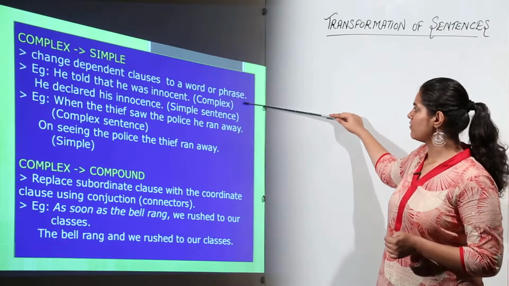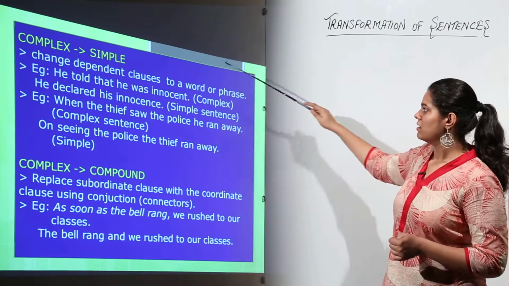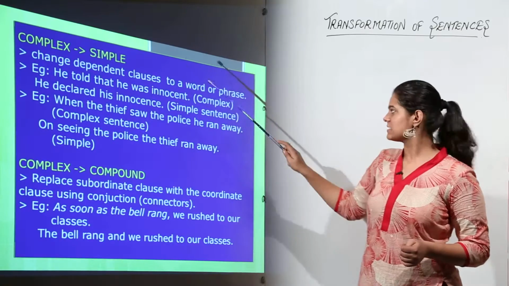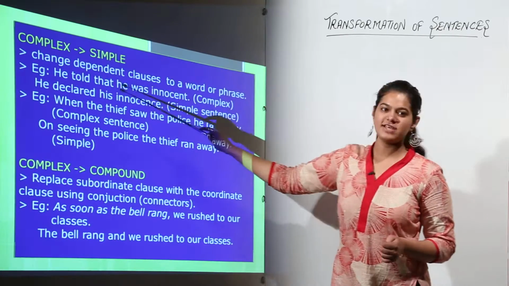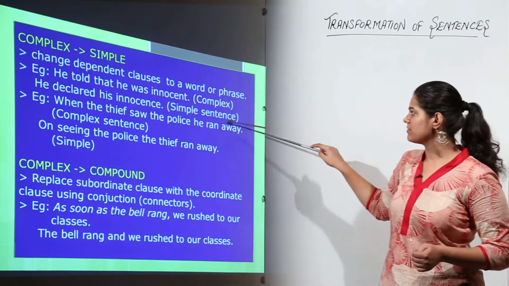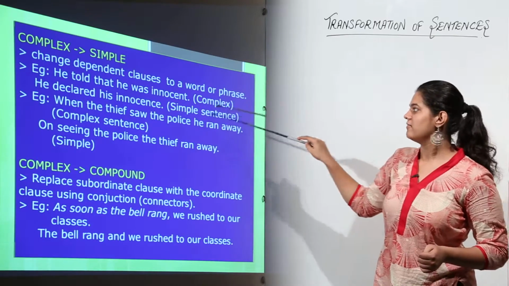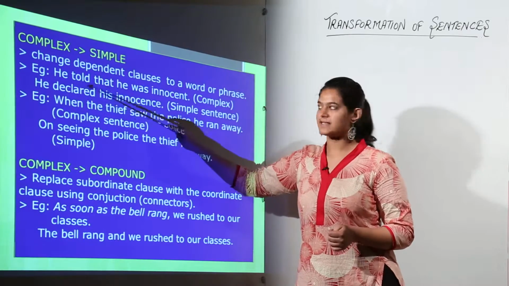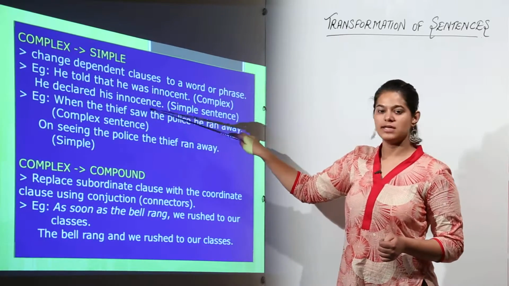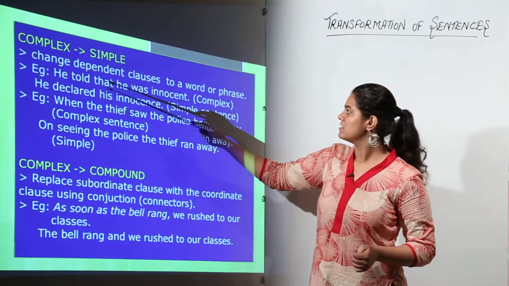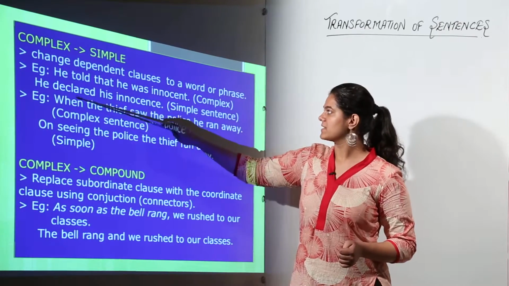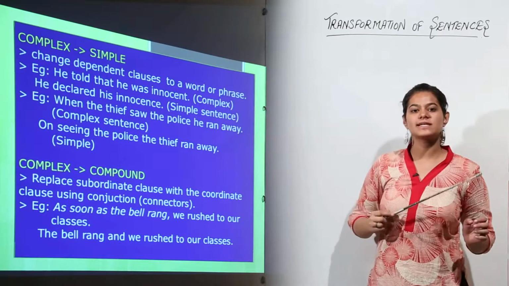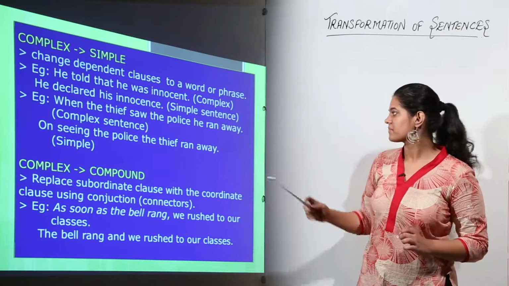He told that he was innocent. So, he told, he was innocent, two different clauses in complex form. When we make this into a simple sentence, we make "he told that" as "declared". So, he declared his innocence. "He told that" becomes "declared", "he was innocent" becomes "his innocence". So, he declared his innocence.